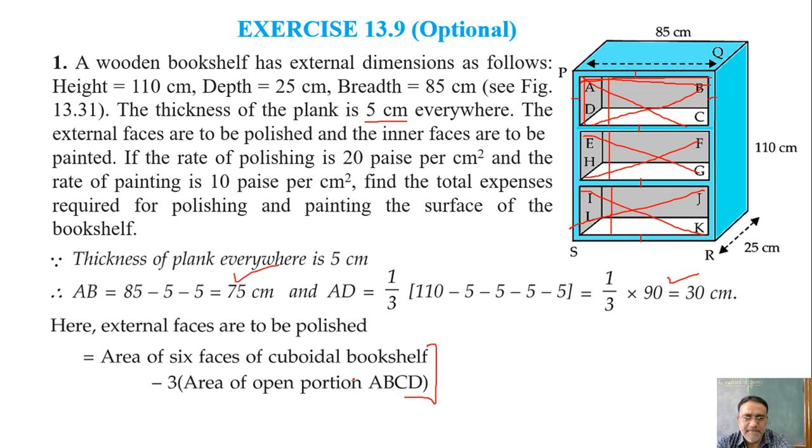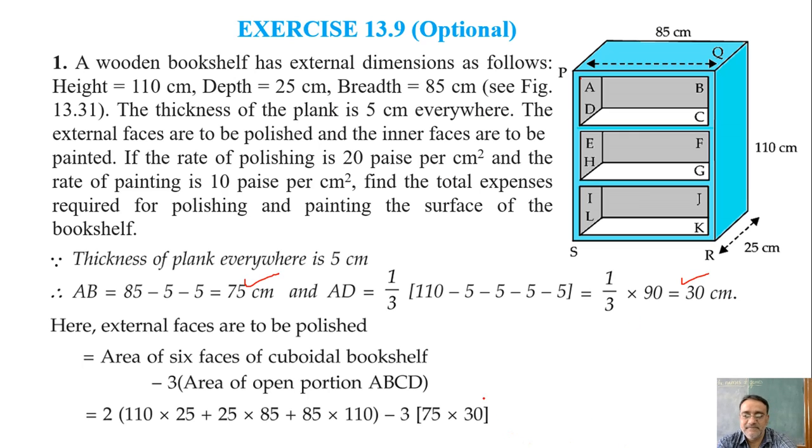So whether this is clear, then we will continue. Area of 6 faces of a cuboid, that you know the formula, 2 into LB plus BH plus LH. Okay. And what is the area of this open surface? This one, open face. Length into breadth. That is 75 into 30. एक. So तीनों का same होगा. So what we will do? 3 into 75 into 30. Is this clear? Yes, sir.